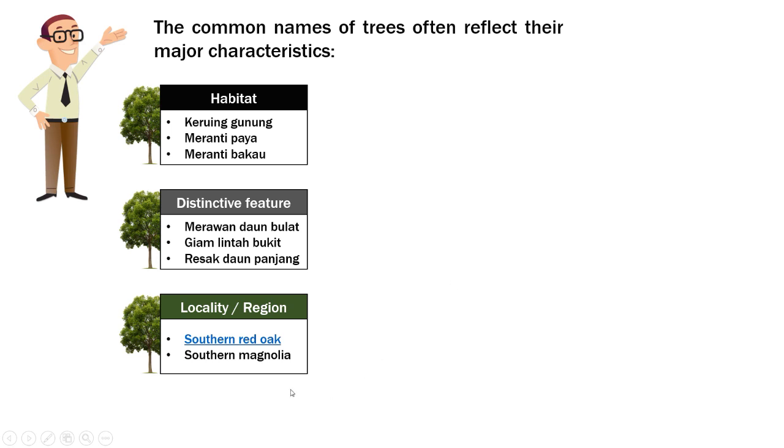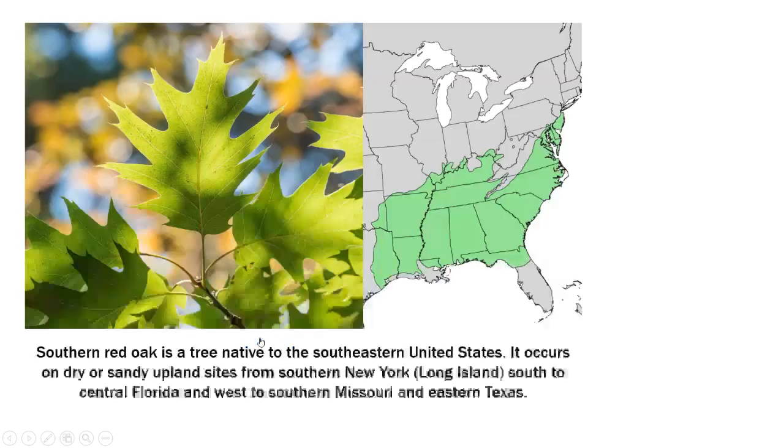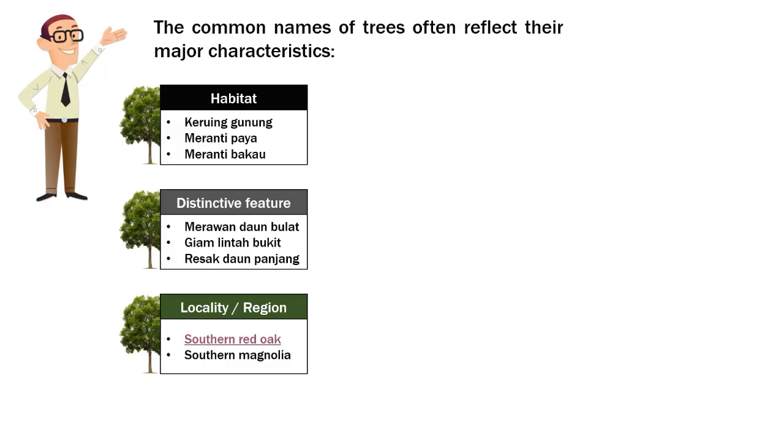For example, southern red oak. Southern red oak is a tree native to the southeastern United States. It occurs on dry or sandy upland sites from southern New York or Long Island, south to central Florida, and west to southern Missouri and eastern Texas.